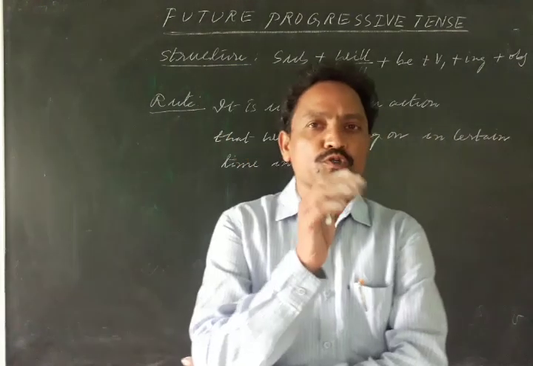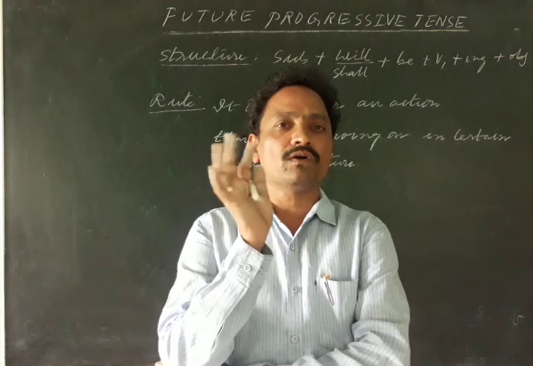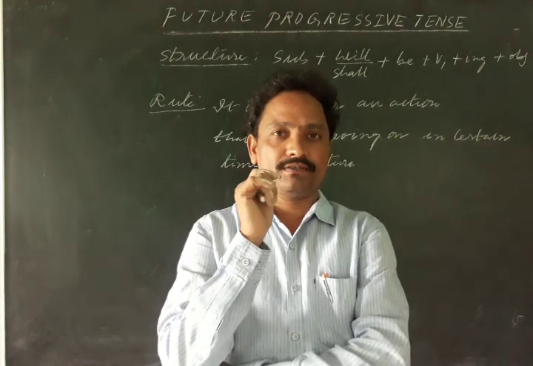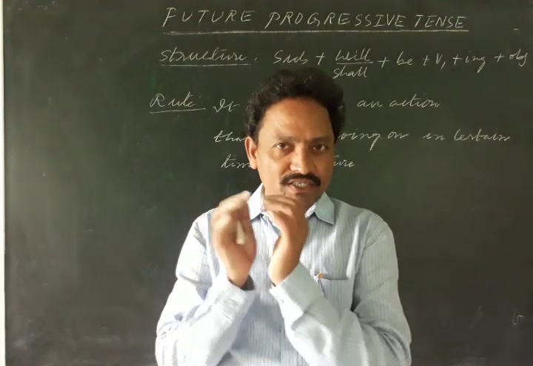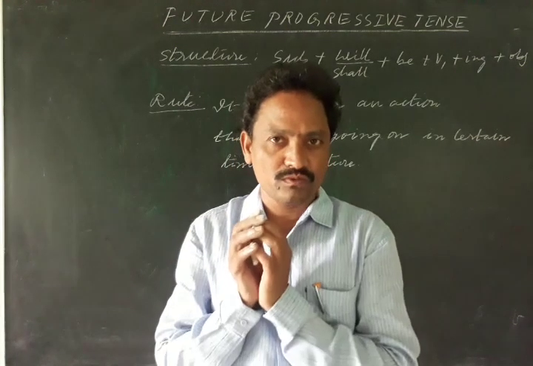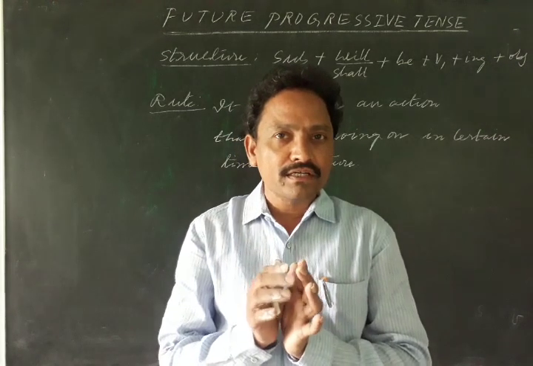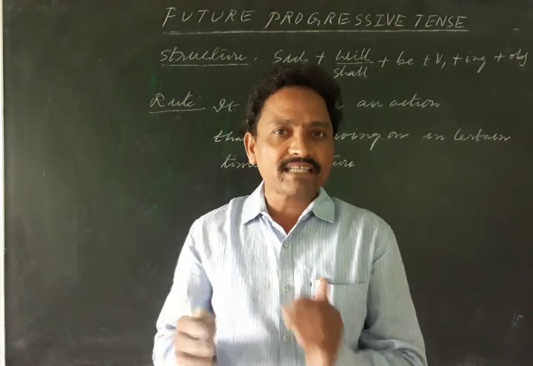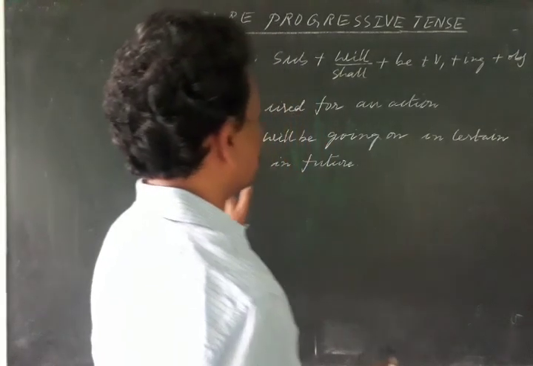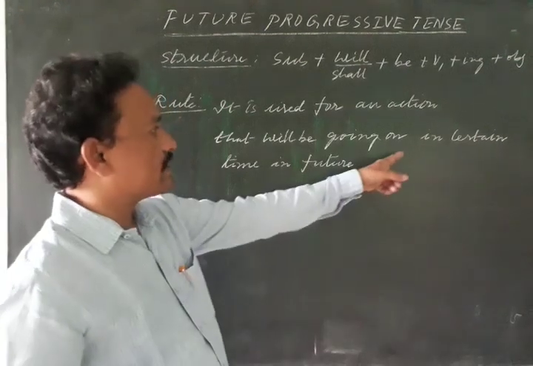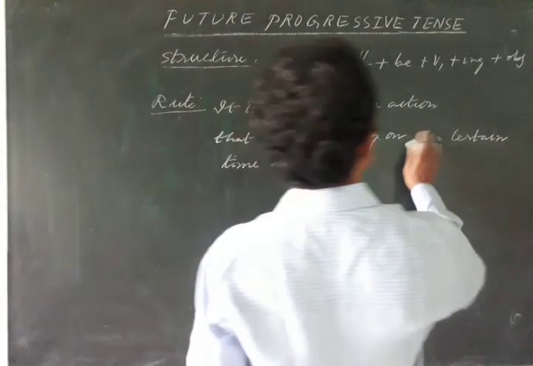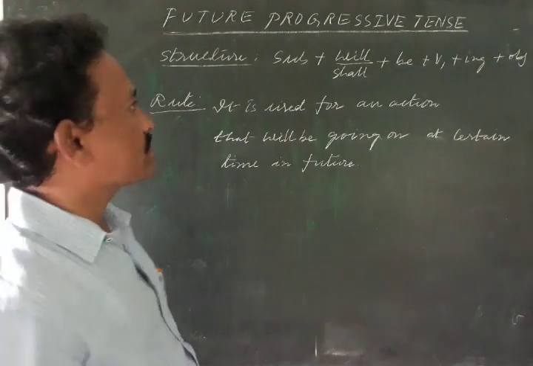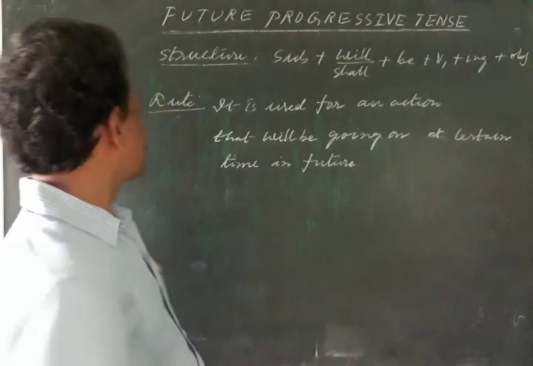Suppose tomorrow by this time, or by this time tomorrow. At this time tomorrow, we will be going to college. A specific time is mentioned here, by this time or at this time tomorrow. At a certain time in future, the action will be going on. This tense is used at certain time in future.